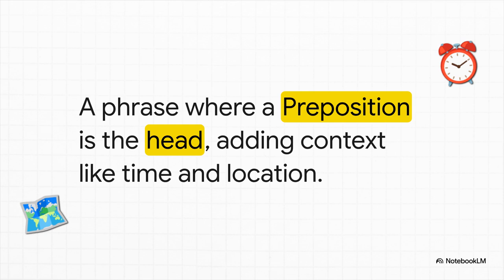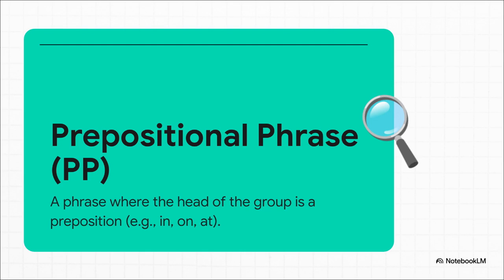Okay, for our third main type, we've got the prepositional phrase. These are the little guys that add all the important context, like where and when something is happening. So, a prepositional phrase is led by, you got it, a preposition. We're talking about words like in, on, at, under, with. Those are the head words here. Their job is to connect the noun to the rest of the sentence, to add those crucial details.